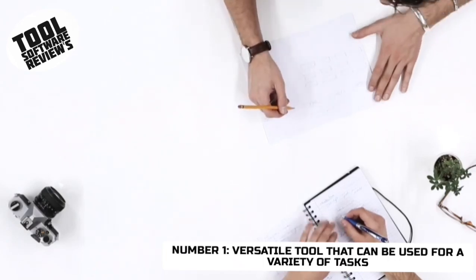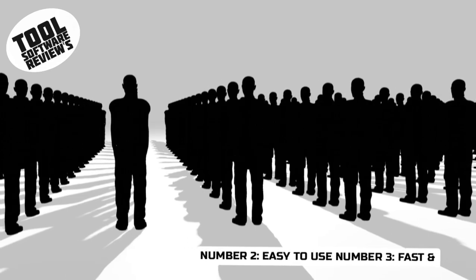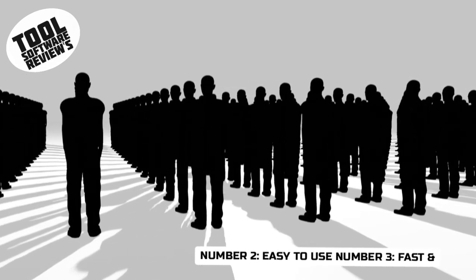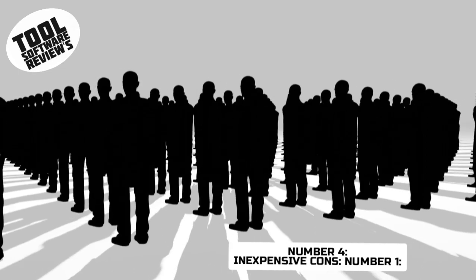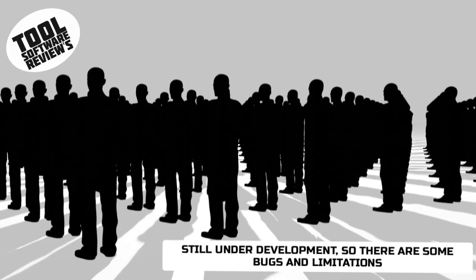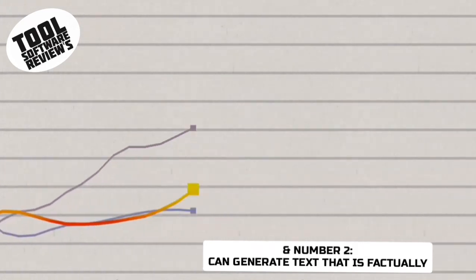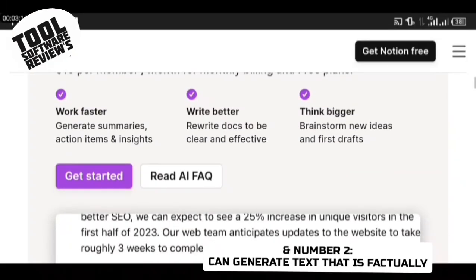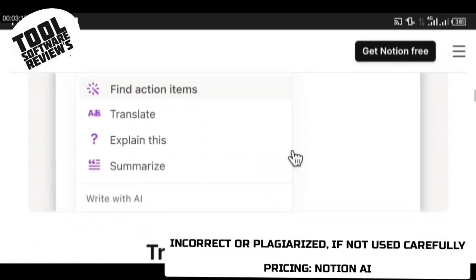Pros. Number 1. Versatile tool that can be used for a variety of tasks. Number 2. Easy to use. Number 3. Fast. And number 4. Inexpensive. Cons. Number 1. Still under development, so there are some bugs and limitations. And number 2. Can generate text that is factually incorrect or plagiarized, if not used carefully.